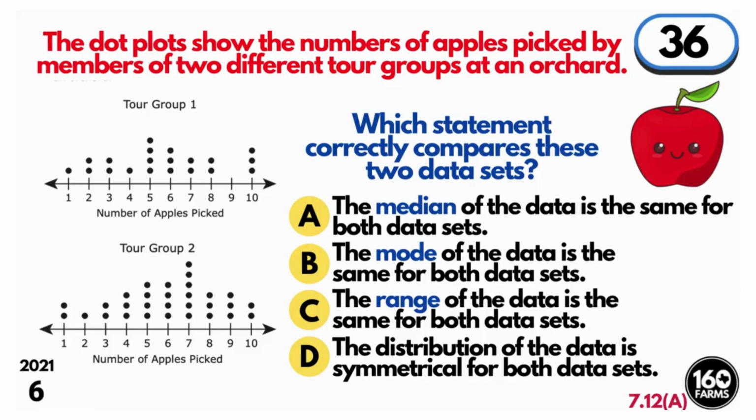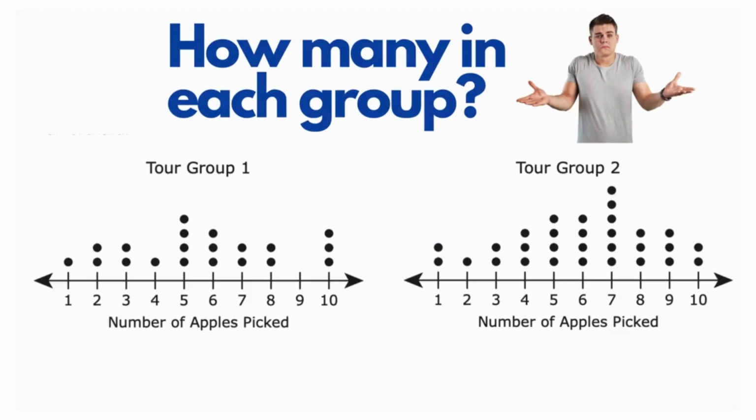A dot plot shows the number of apples picked by members of two different tour groups at an orchard. Which of these statements correctly compares these two sets of data? We're going to compare some dot plots, so let's look at both these charts. We've got tour group 1 and tour group 2 and the number of apples picked. We're looking at how many in each group.